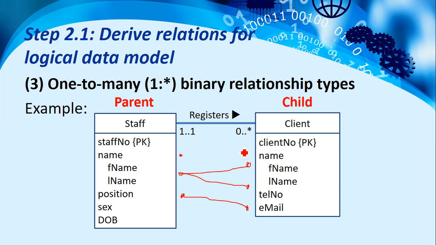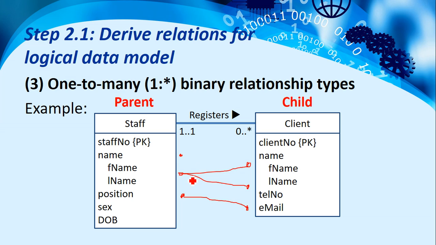And on the other hand, a client is registered by one and only one staff. So if we're going to read it from this perspective, this client is registered by this staff, and this one is registered by this staff. Based on our quick drawing, this one is a binary, one-to-many binary relationship.